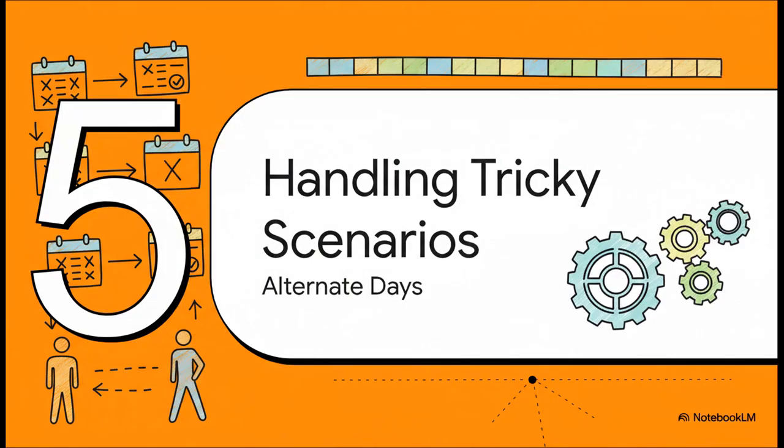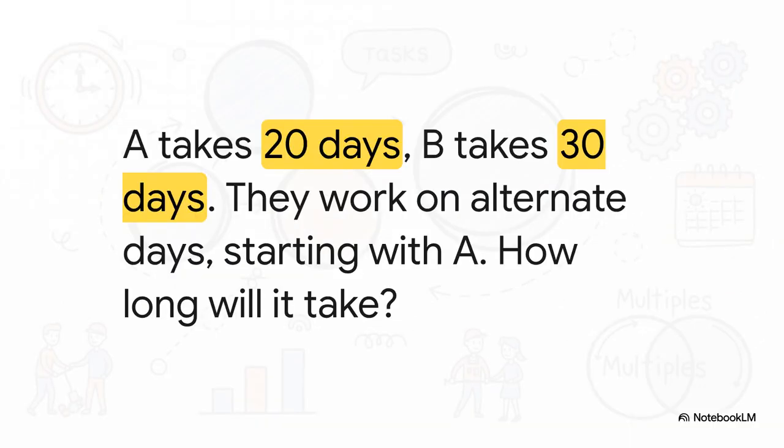All right, let's level up. What about those really tricky scenarios? Like when people work on alternate days or someone leaves halfway through. Well, the beauty of this system is that the core logic of efficiency still holds up. So here's a common one. A takes 20 days, B takes 30. They work on alternate days, and A goes first. How long will it take? Now, the key here isn't some new complicated formula. It's just about thinking in terms of work cycles.